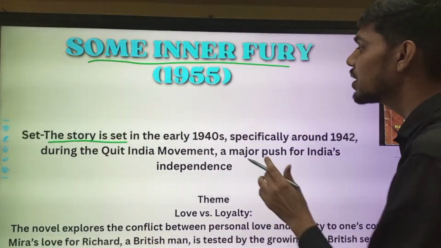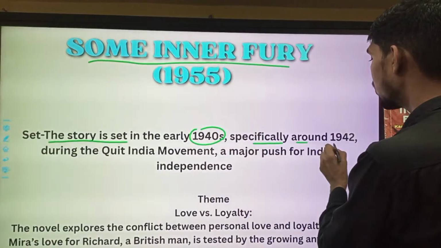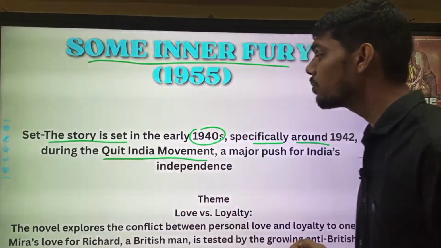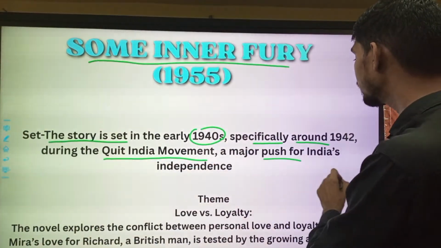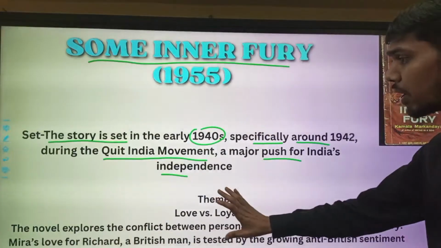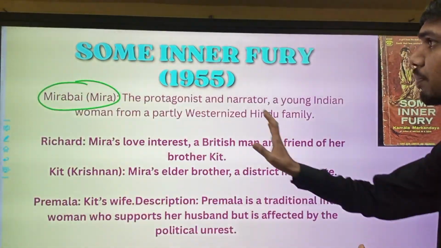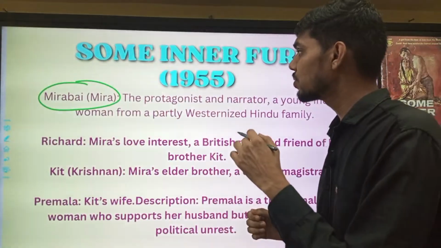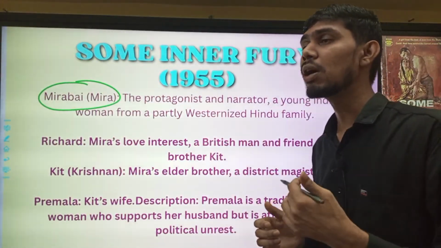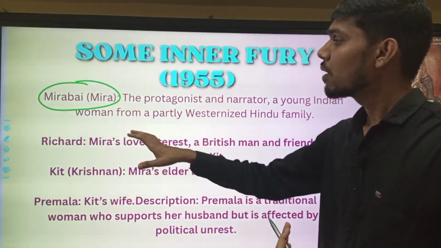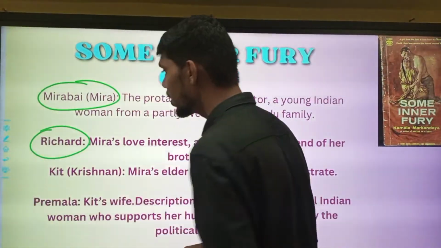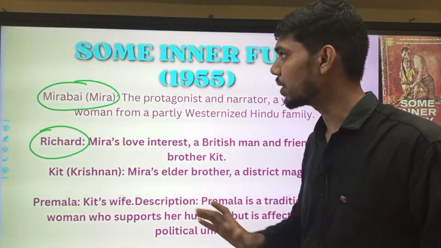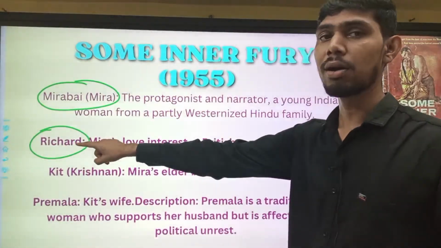The novel is set in the early 1940s, specifically around 1942 during the Quit India movement, a major push for India's independence. What happens here? Meera, who belongs to India, is the protagonist and follows Indian culture. She loves her country. In the same way, when Richard comes, he is a civil servant who belongs to Britain, a Britisher. And Meera falls in love with this man, Richard.